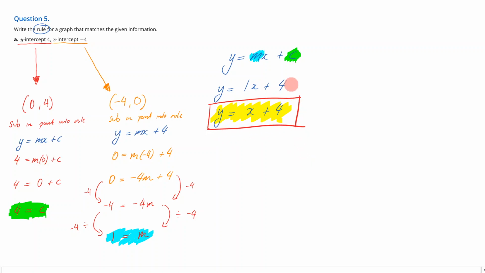The moral of the story. First, write down what your general rule is. You find m and find c by subbing in the relevant points, and realize that when they've given you the y-intercept and the x-intercept, they've given you coordinates that you can sub in to do your work.